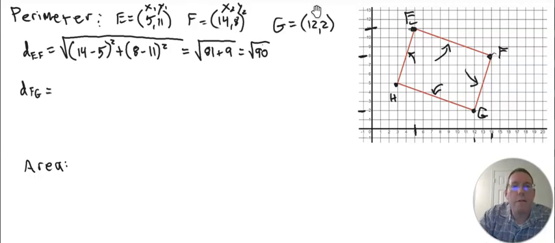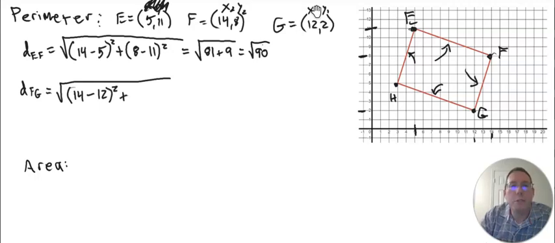To find that, let's see, we don't need E, so we'll get rid of these. We'll call 12 x1 and we'll call 2 y1. Okay, so the distance of FG is going to be x2, 14, minus x1, which is 12, squared, plus y2, which is 8, minus y1, which is 2, squared. So we'll do the square root of 14 minus 12, that's 2. 2 squared is 4. 4 plus 8 minus 2, that's 6.